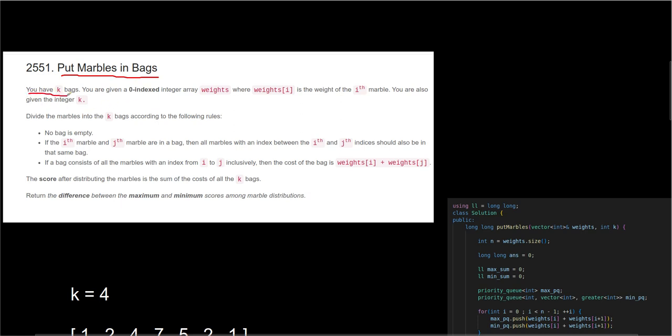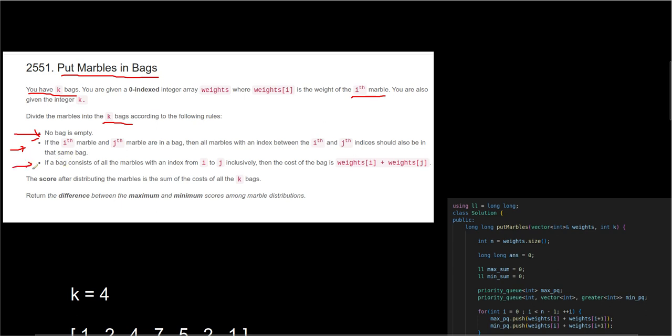You have k bags. You are given a zero-indexed integer array weights, where weights[i] is the weight of the ith marble. You are also given the integer k. Divide the marbles into k bags according to the following rules. No bag is empty. If the ith marble and jth marble are in a bag, then all marbles with an index between the ith and jth indices should also be in the same bag.